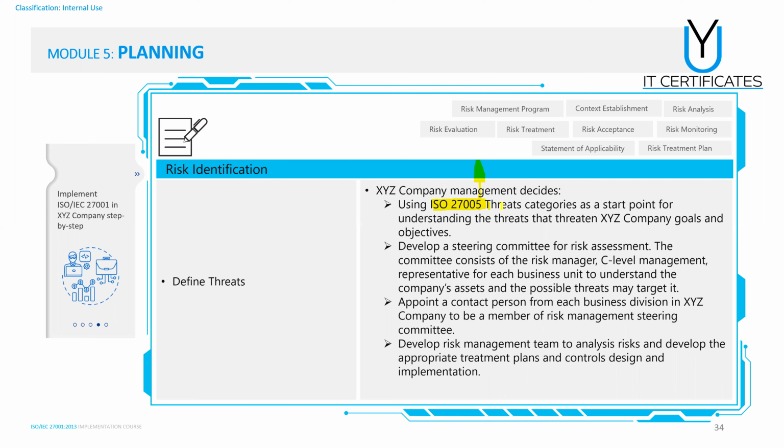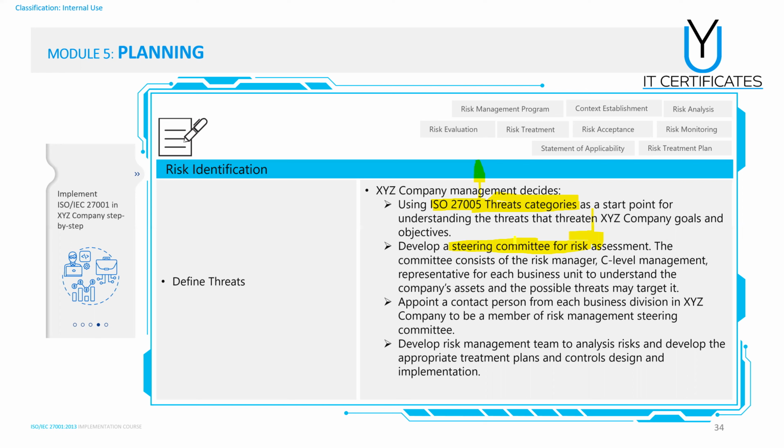We have risk threat categories. You can utilize these threats, and it can help you as a starting point for the threats which can threaten your organization. Also, you can work very closely with the steering committee of the XYZ company for the risk assessment and to define what the risks are.